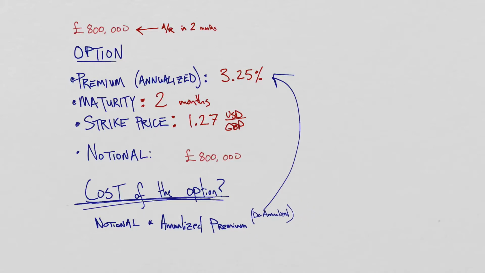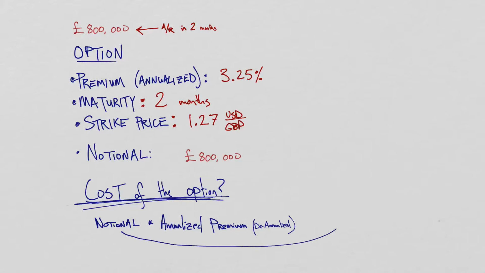The notional in British pounds, the annualized premium or interest rate cost on this option for the year, the 3.25%, but then de-annualized, since this is only a 2-month option, that is only 60 days out of the 360 days in a banker's year, and the strike price in US dollars, which is given to us, $1.27 per British pound. Simplifying this annualization factor here, and multiplying the three terms together, we get a total cost for the option of $5,503. That's the premium, or cost, of this option.